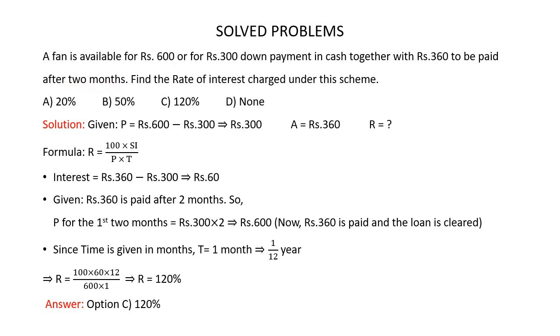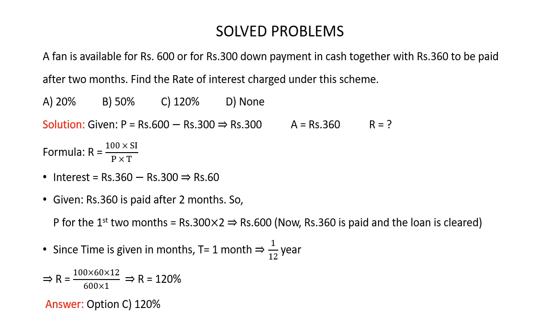Now it does not matter what the number of months given in the question is. You just have to see whether time is given in months or years in the question. If it's given in months, then take time as 1 month. If it's given in years, take time as 1 year. Now here, since time is given in months, you have to take time as 1 month. Now 1 month is nothing but 1 by 12 year.